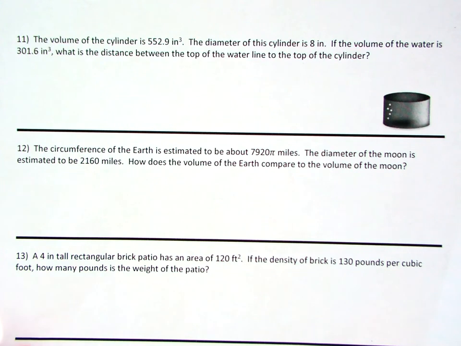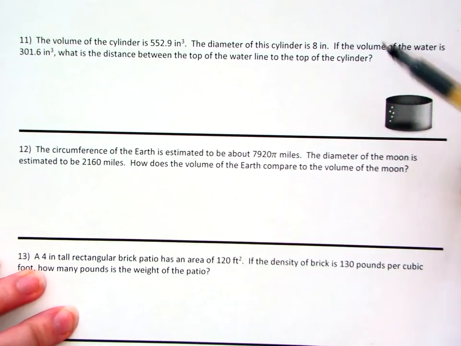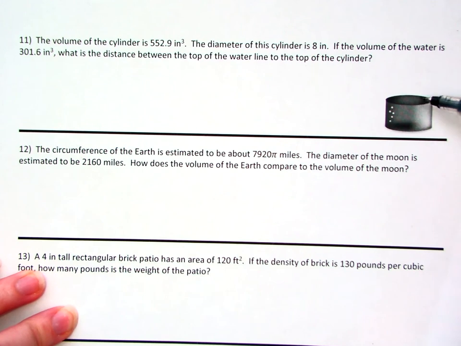This is number 11 on the study guide. We've been given the volume of a cylinder, like the whole cylinder from the bottom to the top. We've been told the diameter of the cylinder, which must mean the radius is 4. We've been told the volume of the water, so that means from the bottom of this to some point in this cylinder. And what we're asked to find is how far it is from the top of the water to the top of the cylinder.